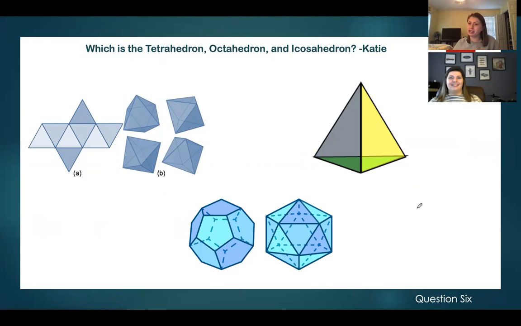While we're talking about shapes and planes and all that kind of stuff, which is the tetrahedron, the octahedron, and the icosahedron?